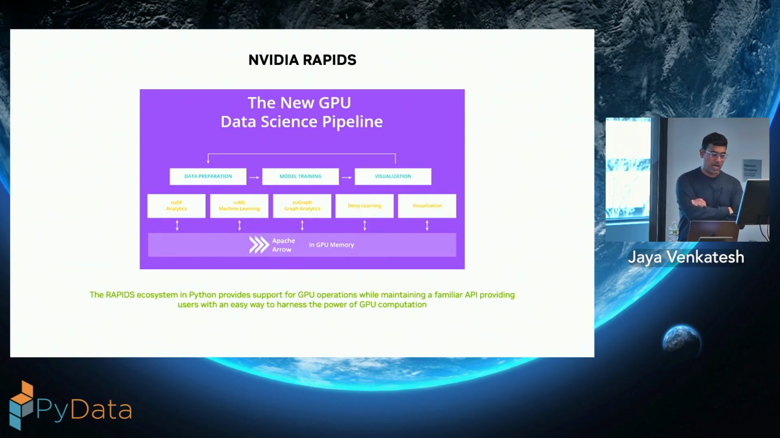So the Rapids ecosystem has a variety of libraries within the data science pipeline which cover all aspects of the data science pipeline. You've got cuDF, which is analogous to pandas. We have cuML, which is similar to scikit-learn. And we have other libraries like cuGraph, and also libraries like PyTorch and TensorFlow also build on top of Rapids. And all of these work with the Apache Arrow format in GPU memory to allow you to harness the computational power of the GPU.